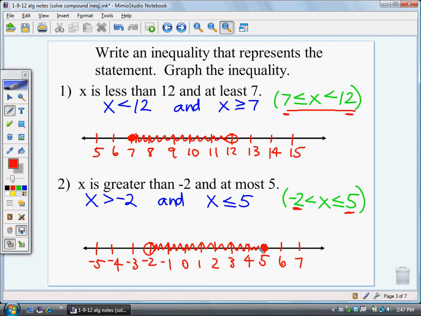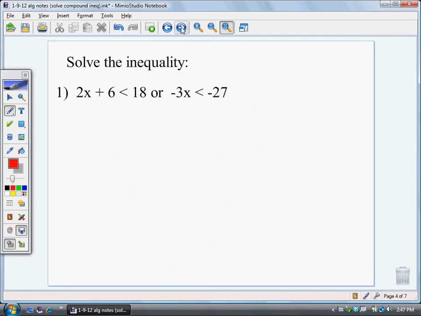On the next page, we start solving our inequalities. And so on this one, just a compound inequality. Got the word or. So all it really means is we have two inequalities to solve. So we'll just do exactly what we would normally do. In this one, we would subtract 6.